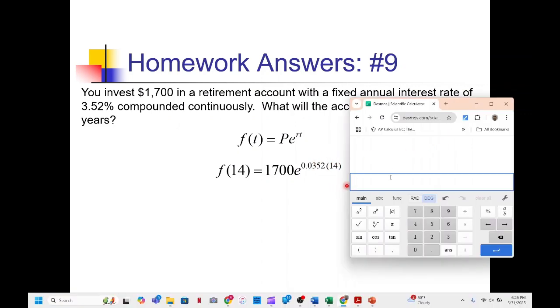Going to Desmos to plug all that in, we've got 1,700 e exponent 0.0352 times 14, and that's about $2,782.72.